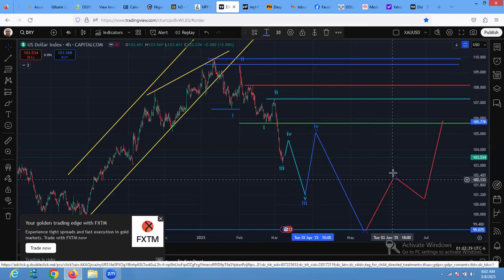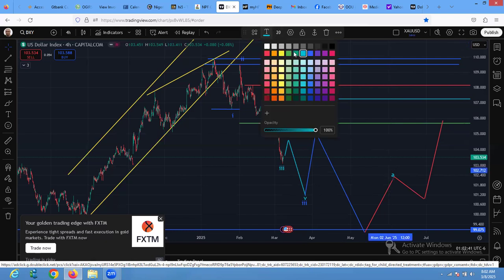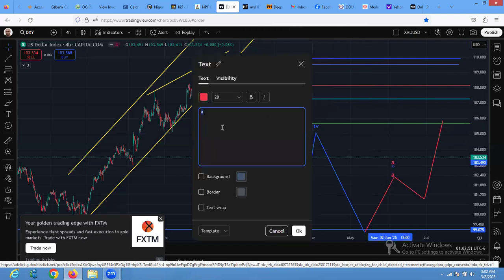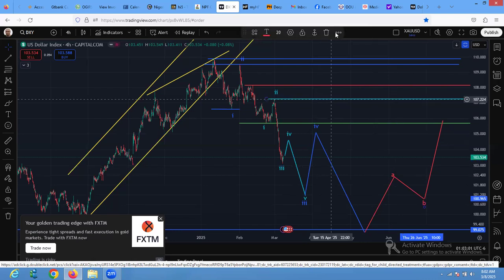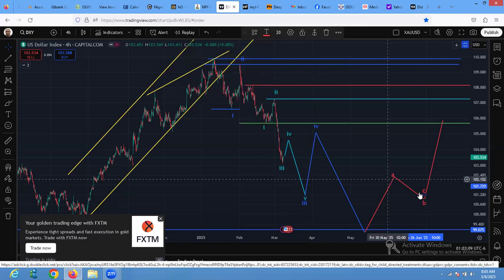Then we now have a bigger ABC in the red. ABC, the extent of that will be determined later. So we'll see how this will play out. But that is the pattern that I'm so much in favor of. So that's the pattern, that's how the impulsive waves build up.